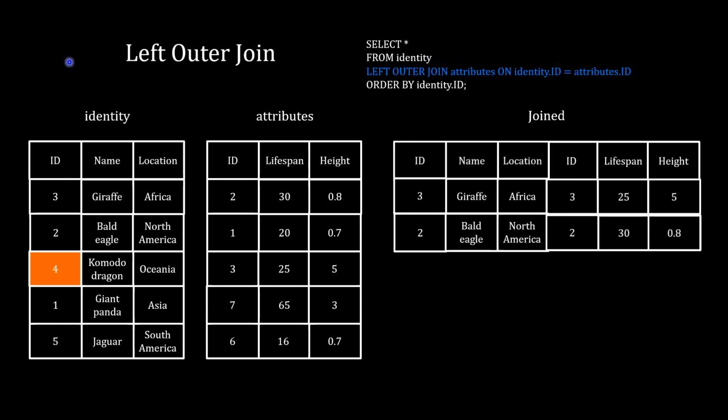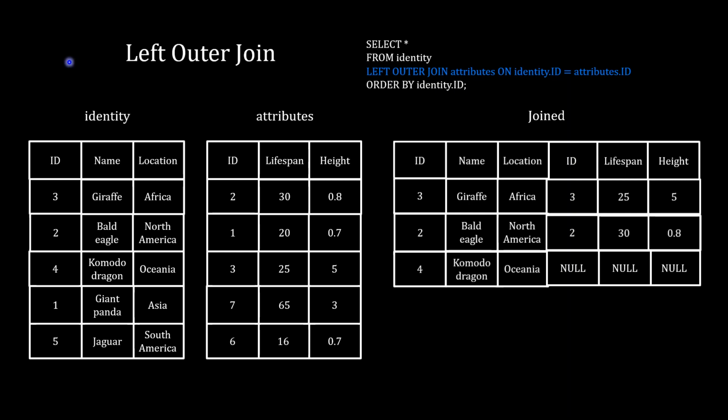Now this is where it gets slightly interesting and different to what we've seen before. The number 4 ID, we would ignore this in the inner join and the natural join because there is no match with the attributes table. However, in the left outer join, we're going to be including just the record from the identity table. However, we're not going to be including any record from the attributes table because there is no linking record from the attributes table, so that's just going to be put as a null for the size of the attributes table, which is 3 fields along.